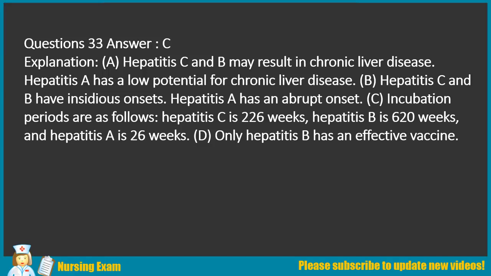Question 33 Answer, C. Explanation. A. Hepatitis C and B may result in chronic liver disease. Hepatitis A has a low potential for chronic liver disease. B. Hepatitis C and B have insidious onsets. Hepatitis A has an abrupt onset. C. Incubation periods are as follows. Hepatitis C is 2 to 26 weeks, hepatitis B is 6 to 20 weeks, and hepatitis A is 2 to 6 weeks. D. Only hepatitis B has an effective vaccine.